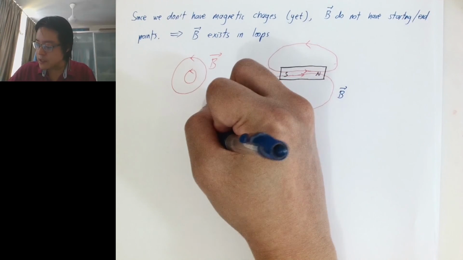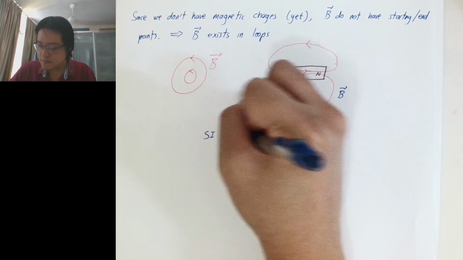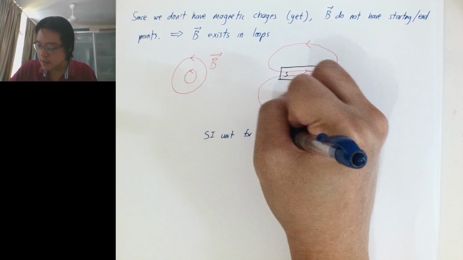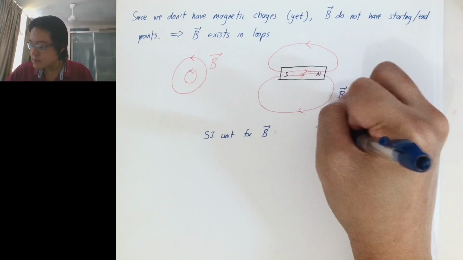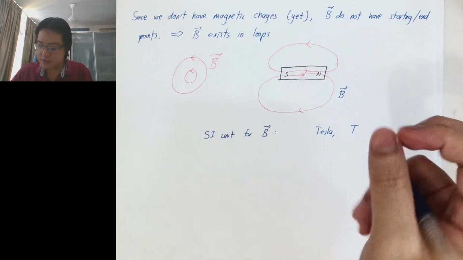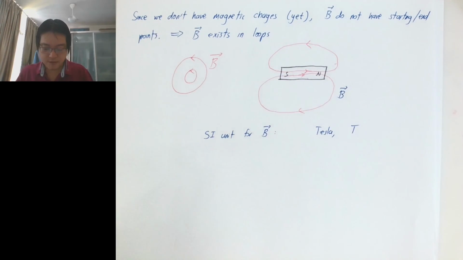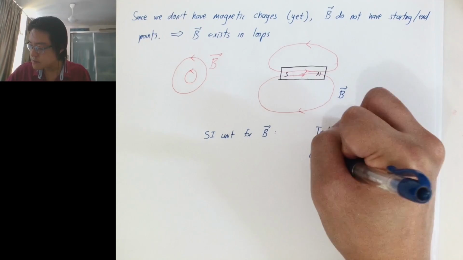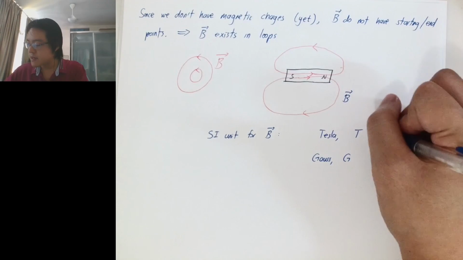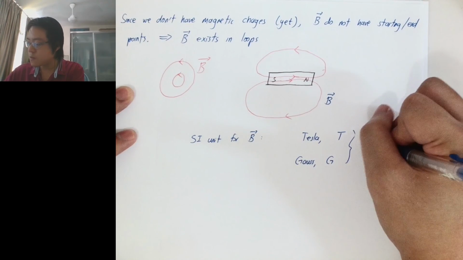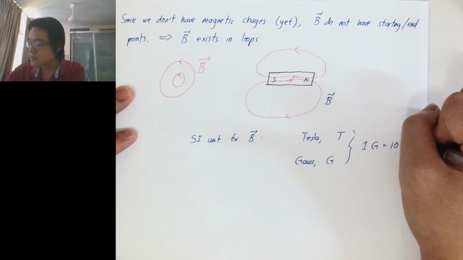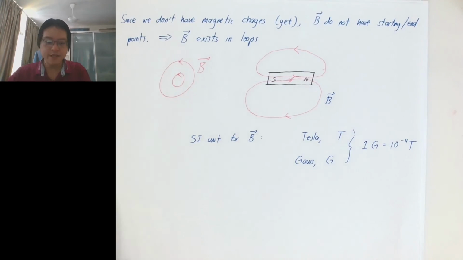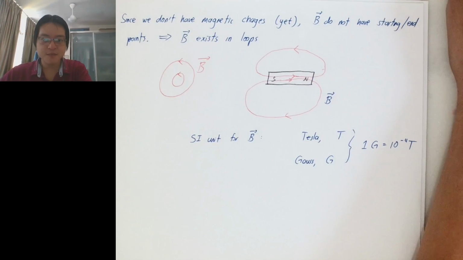And one more thing to introduce is the SI unit for magnetic field. We have the Tesla and also the Gauss, G. They are related: 1 Gauss is 10 to the minus 4 Tesla, or was it the other way around? Let me just double check, because it is the morning, so I tend to make mistakes.